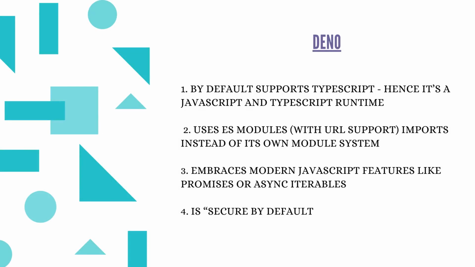So here comes another question. How does Deno fix those problems? Deno generally can be used for the same things as Node.js. You can use it to build web services, you can use it to build utility scripts, etc. But Deno, by default, supports TypeScript. Hence, it's a JavaScript and TypeScript runtime. And Deno uses ES modules with URL-supported imports instead of its own module system. And it embraces modern JavaScript features like promises, and it's really secure by default.